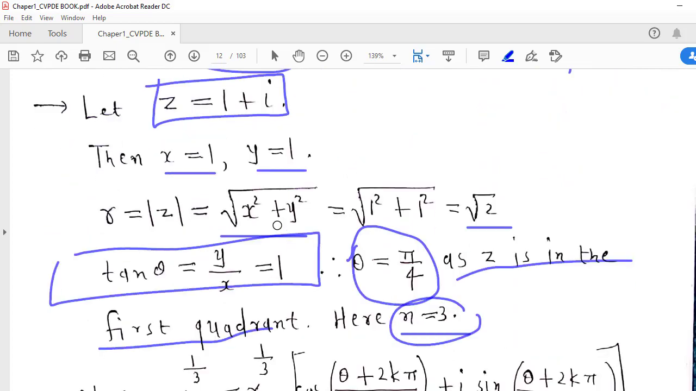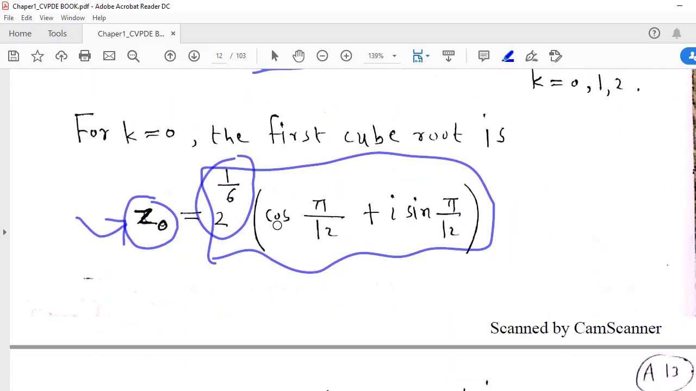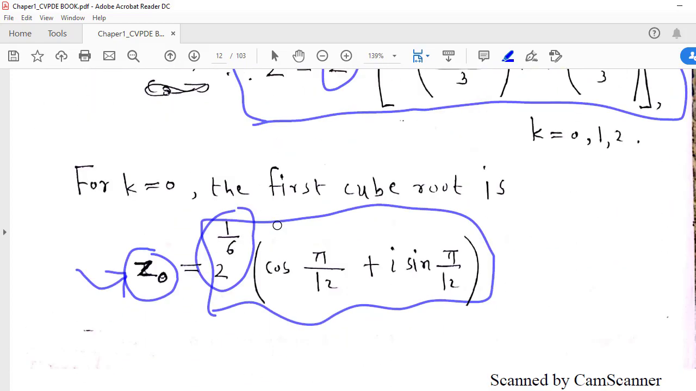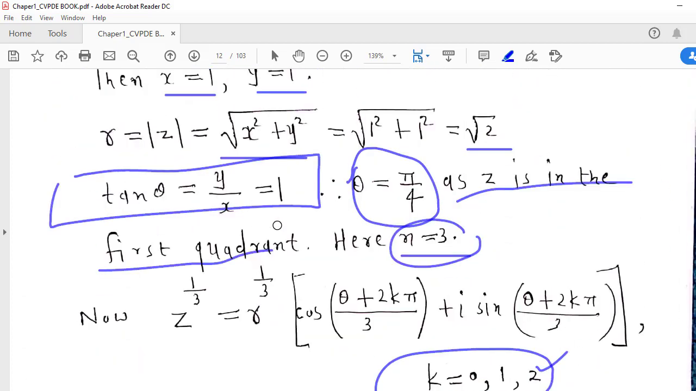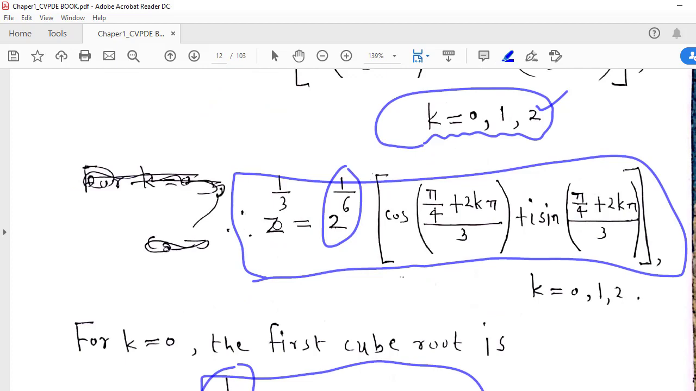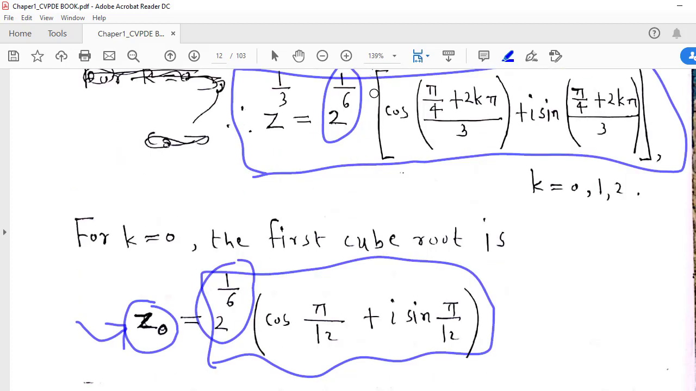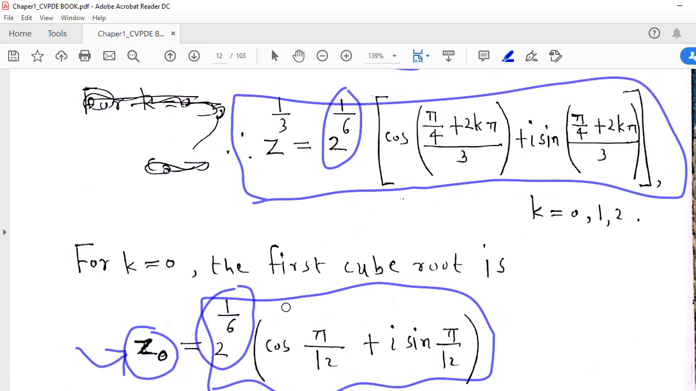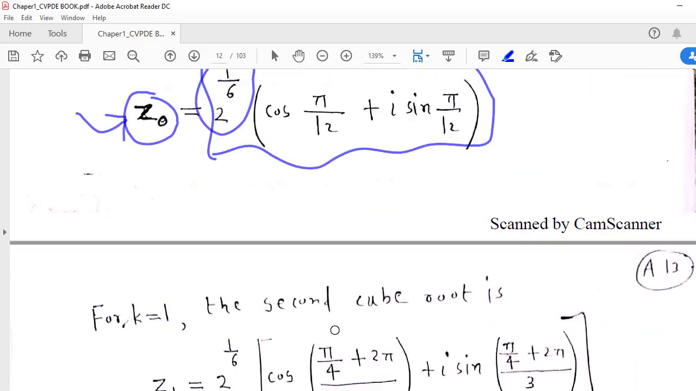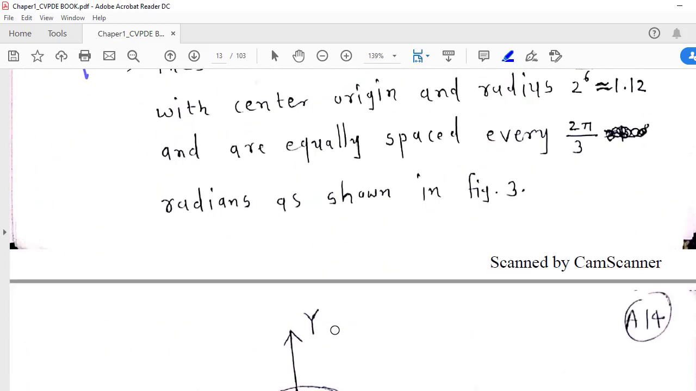In this way you can decide the location of each complex root in the xy plane. There are two observations here. All the cube roots have the same modulus, so they are on the circle of radius 2 raised to 1 by 6 and center origin, and using their arguments we can find out their location on the circle.